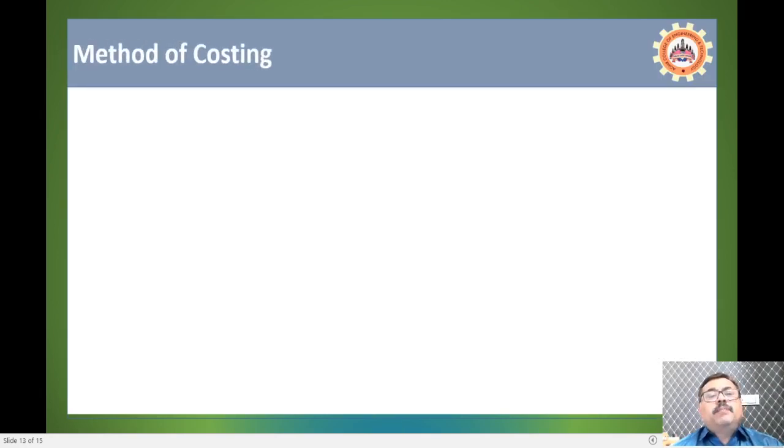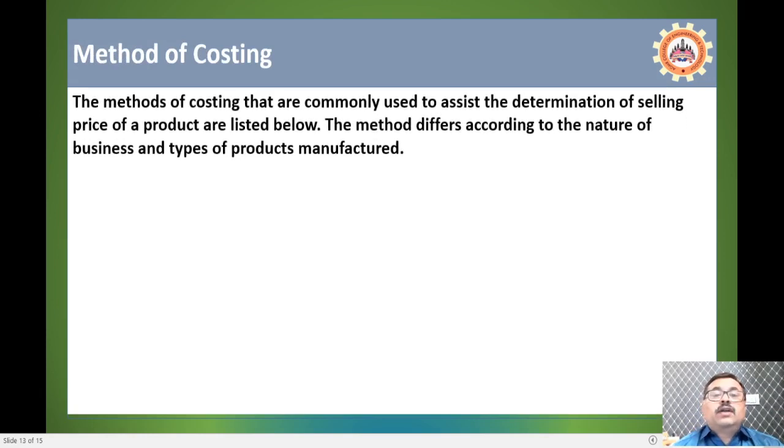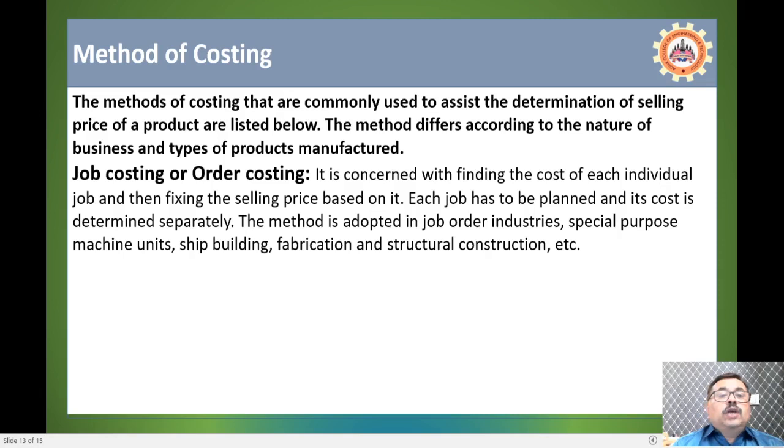Next is methods of costing. The methods of costing that are commonly used to assist the determination of selling price of a product are listed below. The method differs according to the nature of business and type of products which is being manufactured. The job costing or the order costing. Here the job is being costed or the order is being costed, whether it is with respect to the job or with respect to the bulk order.